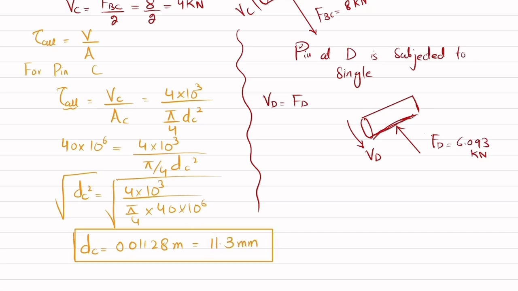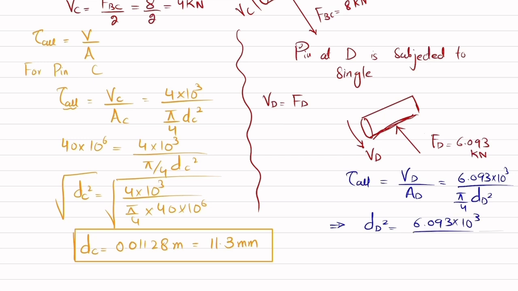Now we'll find the diameter at pin D. So what we will do is that allowable shearing stress is equal to V_D divided by A_D. So V_D is 6.093 kilonewton divided by area, which is pi by 4 d_D squared. So from here you will get d_D squared is equal to 6.093 into 10 to the power 3 divided by pi by 4, and tau allowable is 40 megapascal.